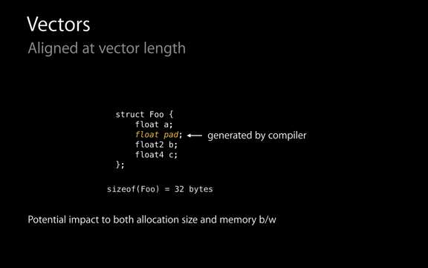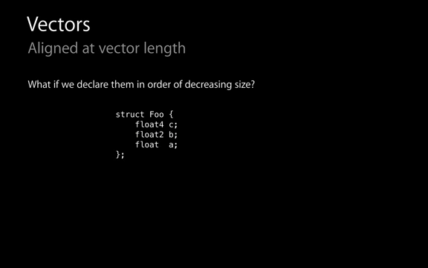So you may want to be smart and say, well, let me declare them in order of decreasing size. Put all my biggest data types first, and then the smaller types. Well, if you try to do a sizeof foo on that, you're still going to get 32 bytes. And you're like, why is that? The reason for that is the compiler still has to guarantee that each struct is aligned to the size of the largest data type in that struct.